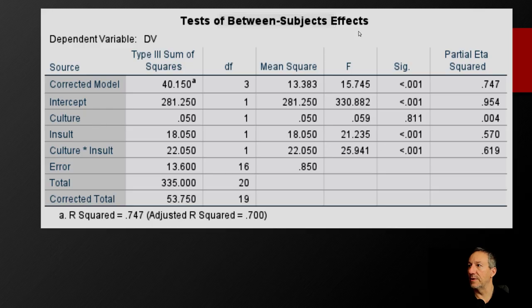So yeah, what we'll do, we can go right here to the sig, the p-value, and then we'll see that culture, it's not significant. So we do not have a significant main effect for culture, but we do have a significant main effect for insult, meaning that people that were insulted were more likely to respond with aggression than those that were not insulted, which totally makes sense. And then our culture times insult interaction, it is significant as well.